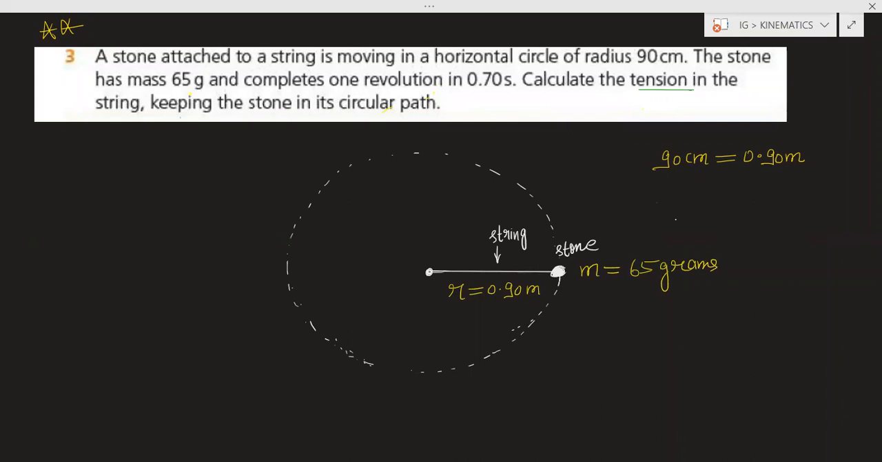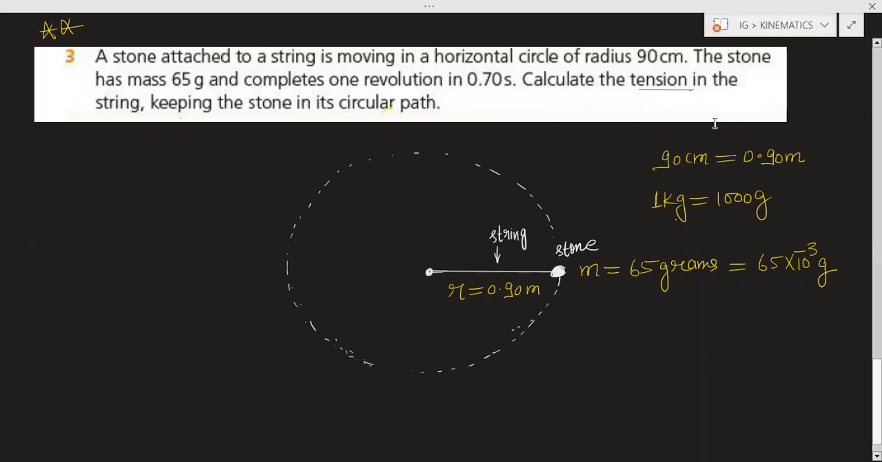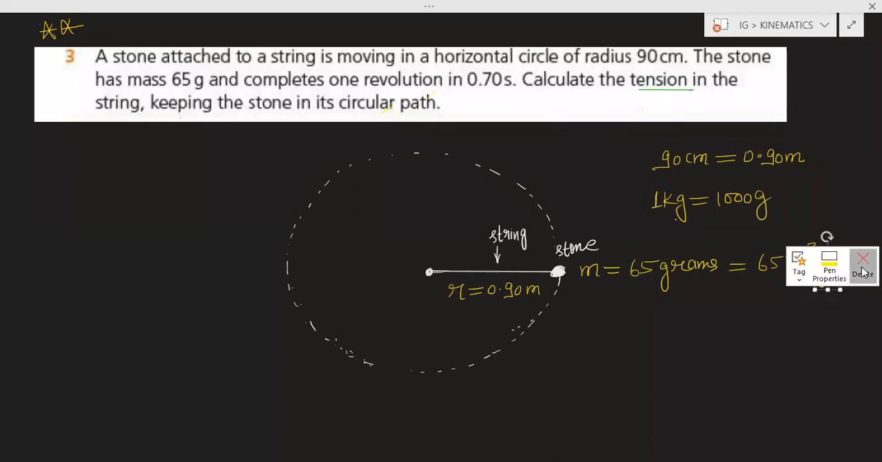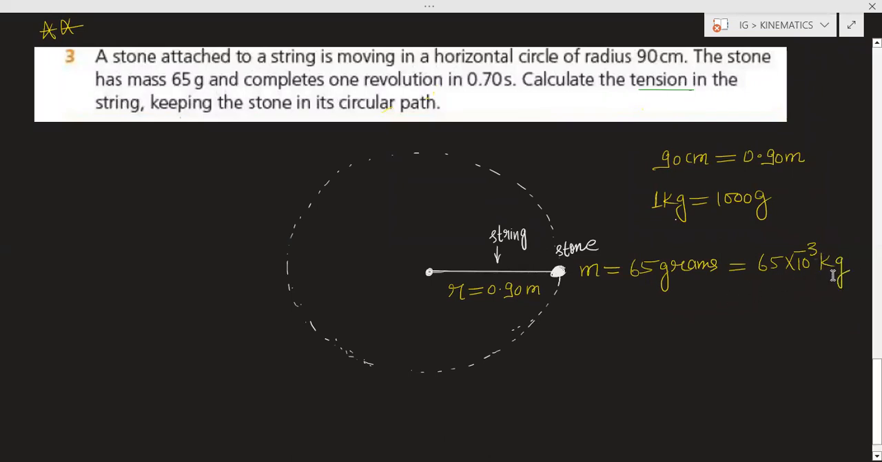In 1 kilogram, there are 1000 grams. So we can convert 65 grams, and it will become 65 into 10 to the power minus 3 kilogram. We have converted the grams into kilogram because kilogram is the SI unit, and we have converted the centimeter into meter.